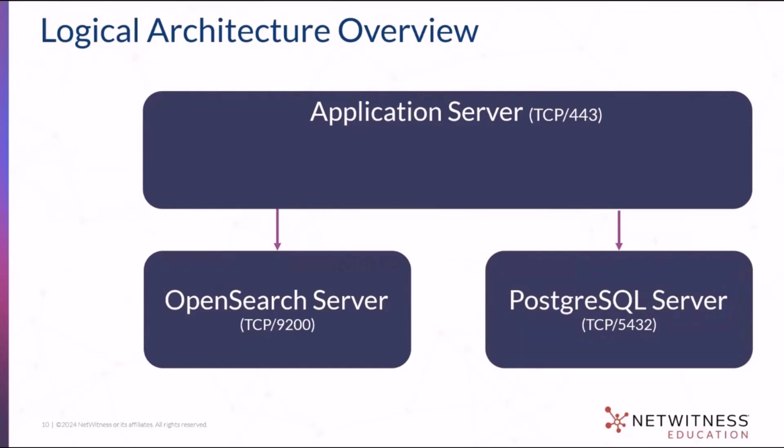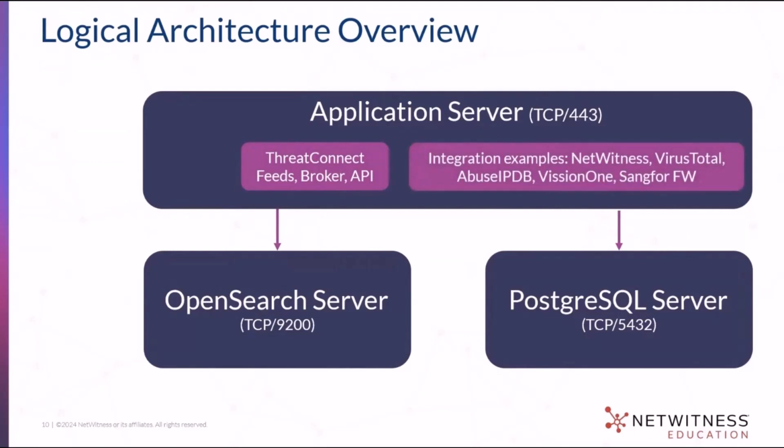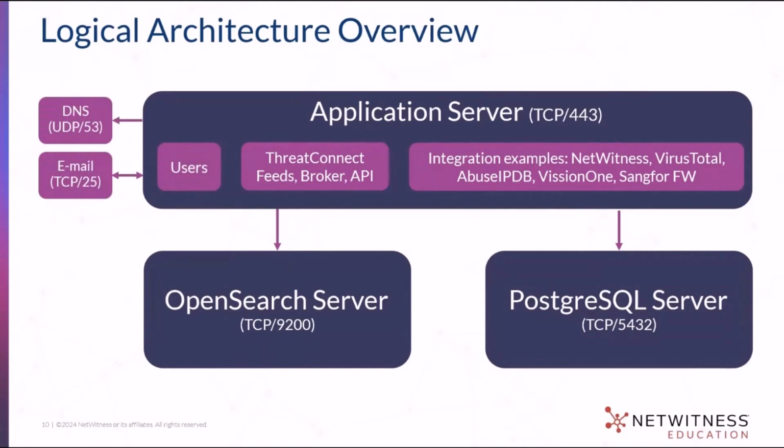The main one here is the application server, which is mainly used to run the UI and connects to the feeds and to ThreatConnect. And the second use of it is integration between the application server, or between Orchestrator, and the other solutions like NetWitness and VirusTotal. And also the users will only access through the application server. They could access DNS and email as an example.